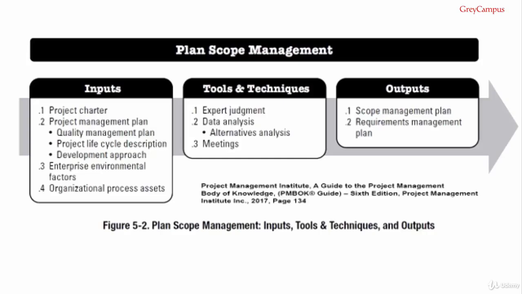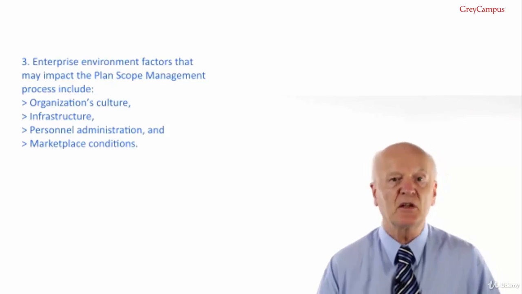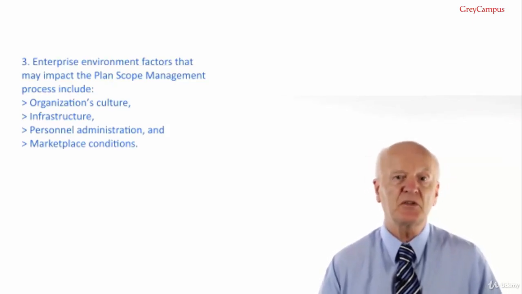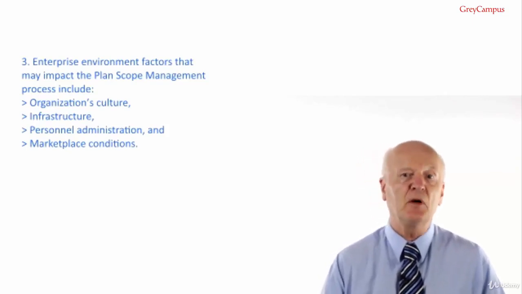Number 3, enterprise environmental factors. You will recall that these are the conditions which are outside the project environment and outside the team's control, but they do have a direct impact on the project. Enterprise environmental factors that may impact the plan scope management process include organization's culture, infrastructure, personnel and administration, and marketplace conditions. The 4th and final input to this process is the organizational process assets.